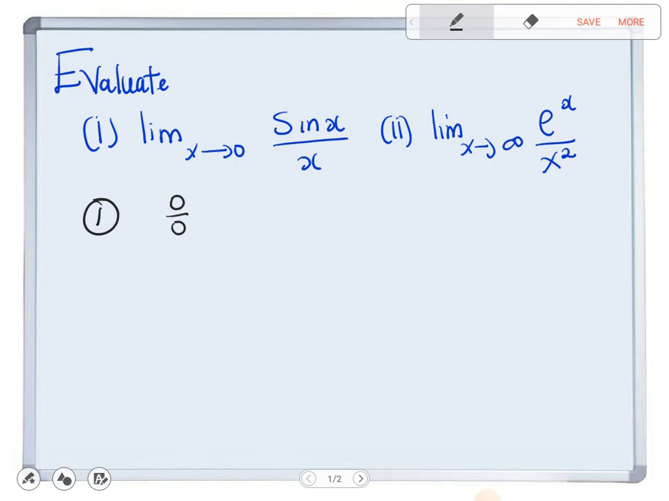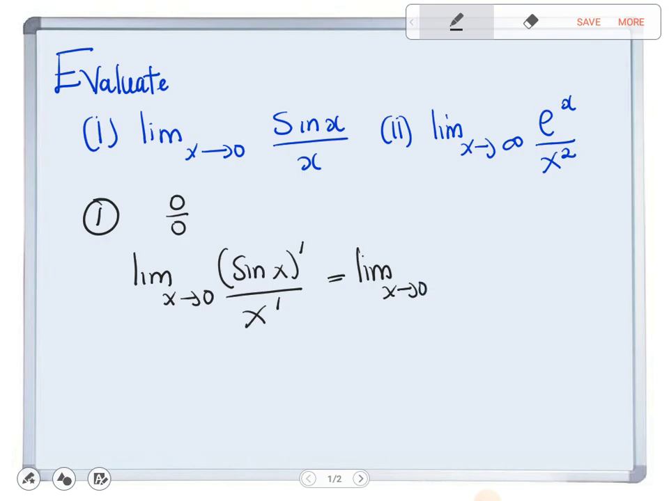L'Hôpital's rule allows us to do what? We differentiate the numerator, also the denominator. So here is what we are going to do. We are going to have the limit as x approaches 0. So we're going to find the derivative of sine x, also the derivative of x. Are we there? And this will give us the limit as x approaches 0.